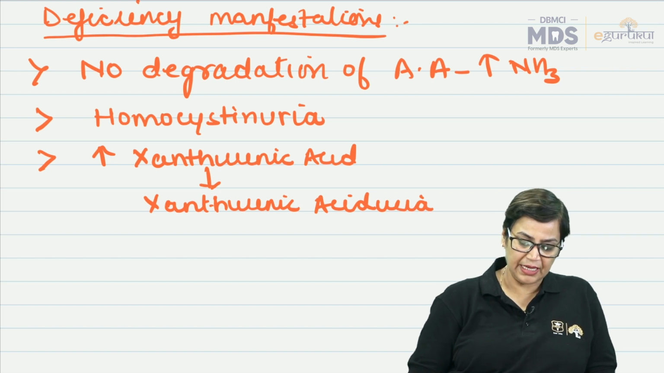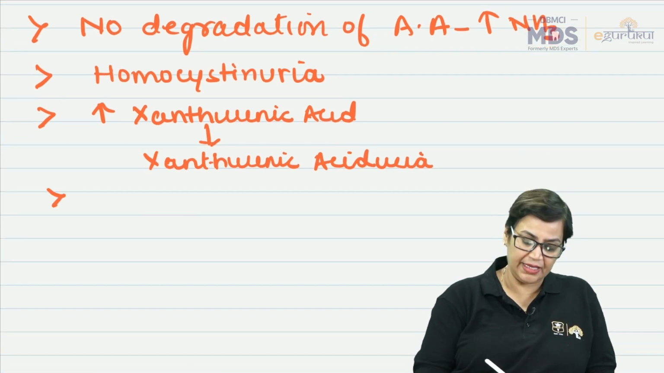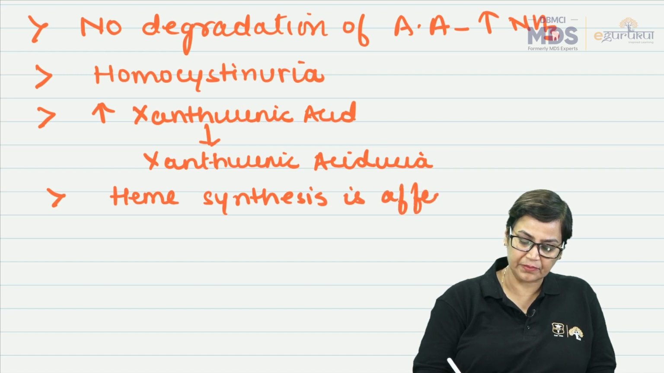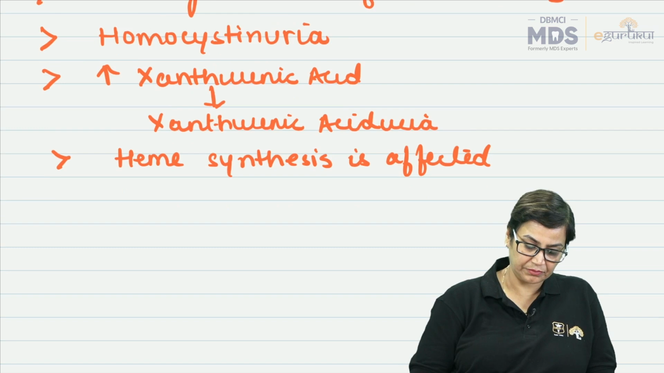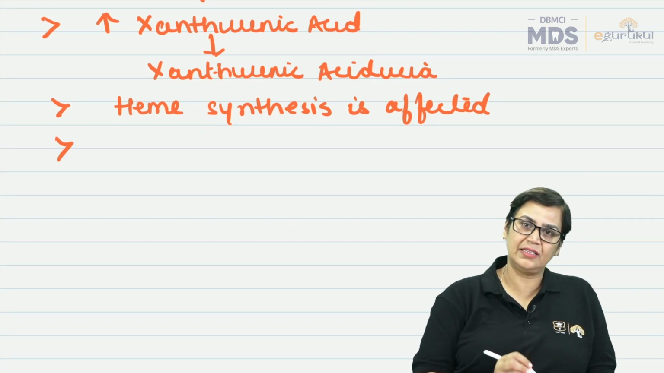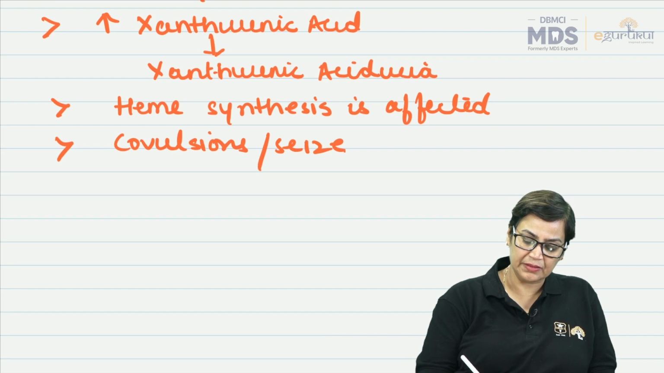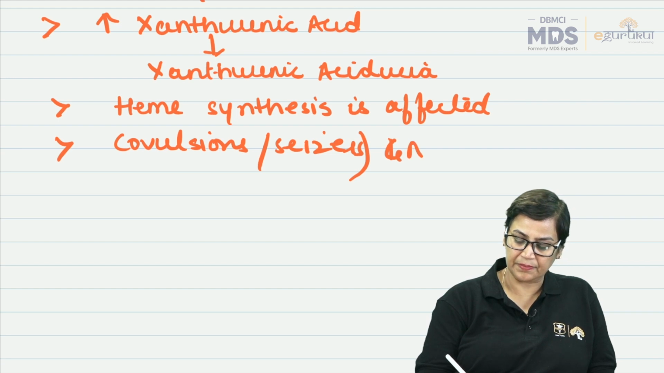Right? Then another is heme synthesis is impaired. Right? Then after this, another convulsions or seizures will be there. Why? Because GABA is defective.